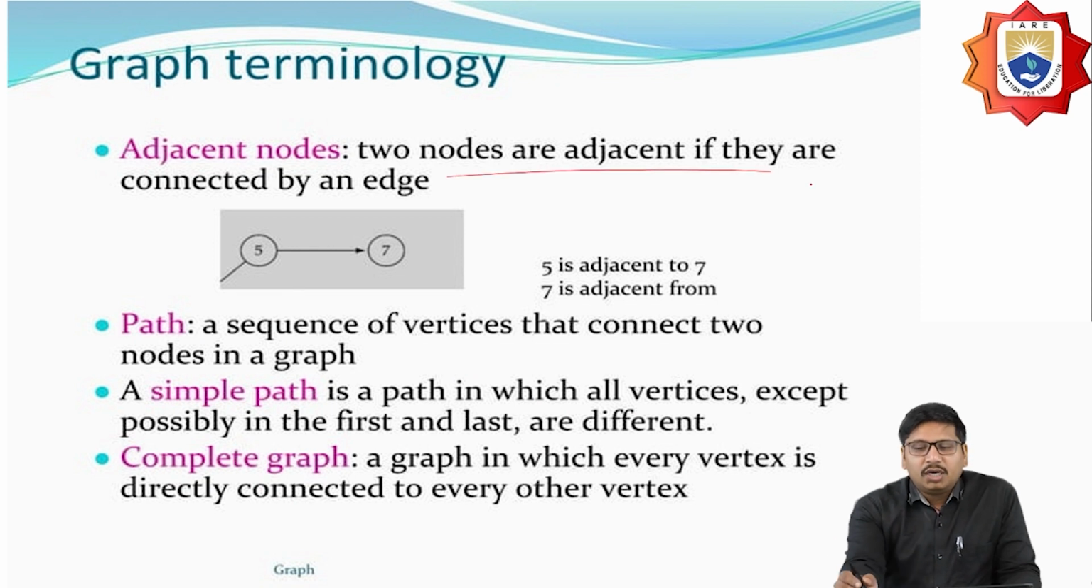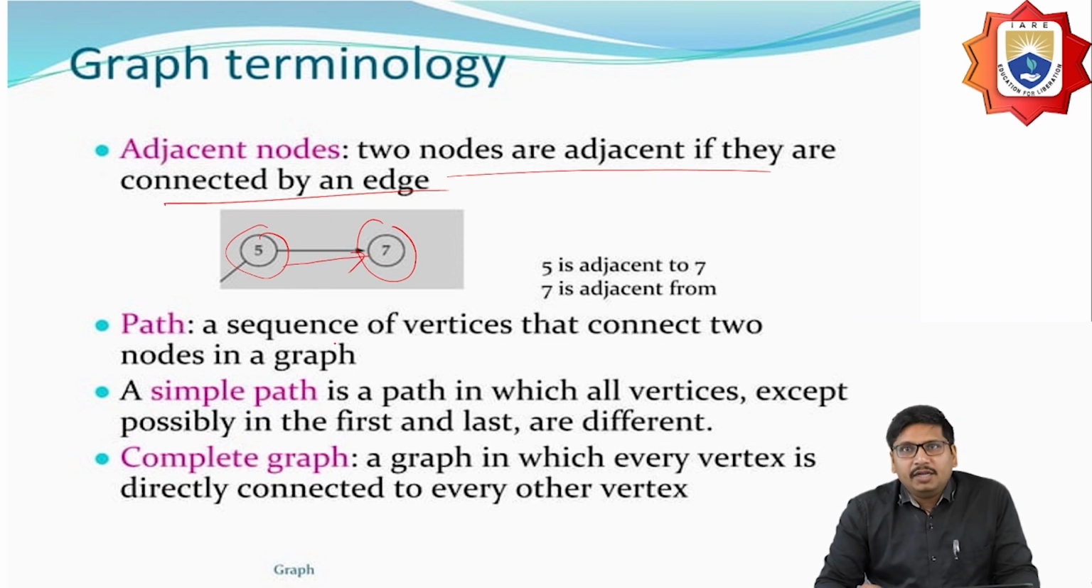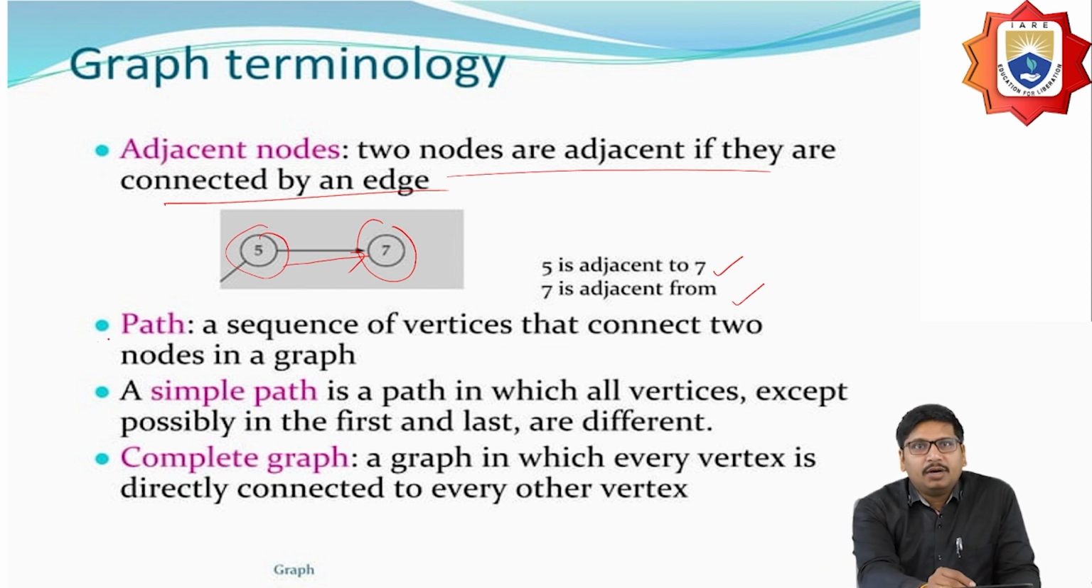Two nodes are said to be adjacent if they are connected by an edge. So those nodes are connected by an edge here. That means 5 is adjacent to 7, or 7 is adjacent from 5. And the next one is the path. What is a path here? A path is nothing but a sequence of vertices that connect two nodes in the graph.